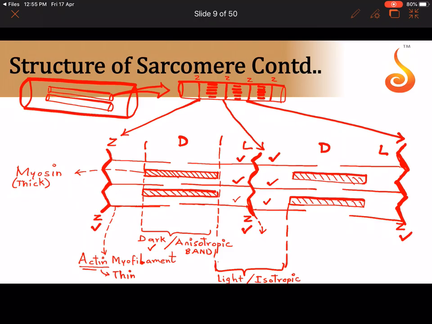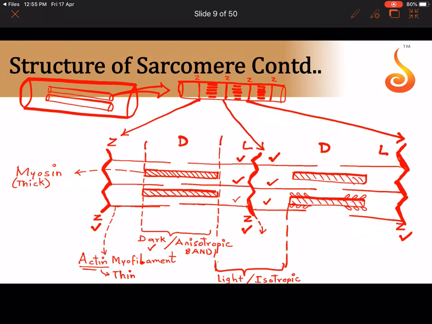Okay. And one more important thing you need to know is, now in the sarcomere, certain head-like structures project out from the myosin. See, I'm showing here. These heads which are projecting out of the myosin are mostly found at the peripheral region of the myosin. And why these heads are projecting out, we will see in a little while. You will understand why exactly these head-like structures are found projecting out of the myosin.